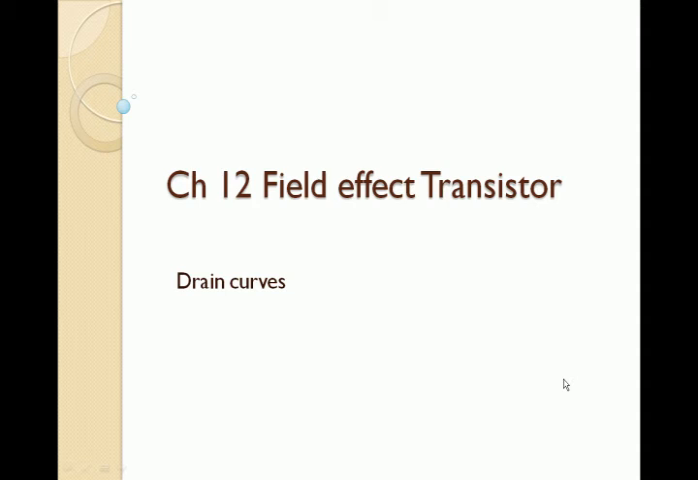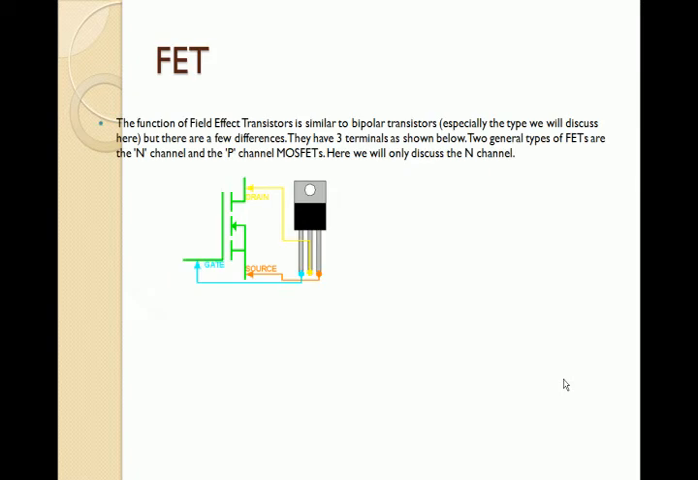Chapter 12, the field effect transistor. In this we will generate the drain curves for this transistor. The function of the transistor is simply like a bipolar transistor, but the small difference is it has three terminals called a drain, source, and a gate.